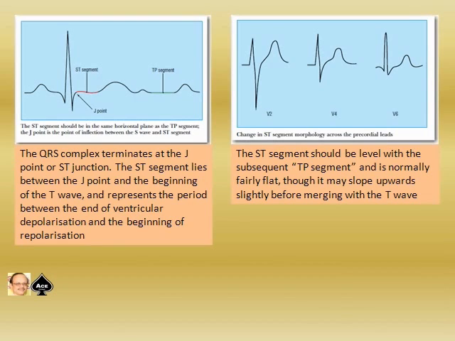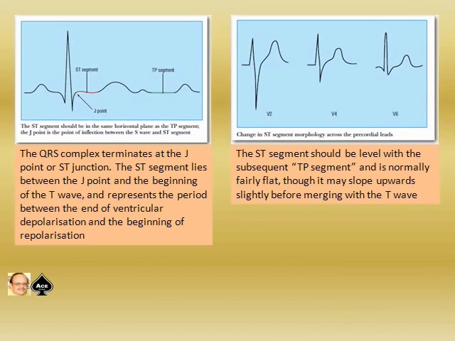And in this picture, I am showing the ST segment should be in the same horizontal plane as the TP segment. The J point is the point of inflection between the S wave and the ST segment. The QRS complex terminates at the J point or ST junction. The ST segment lies between the J point and the beginning of T wave, and represents the period between the end of ventricular depolarization and beginning of repolarization.